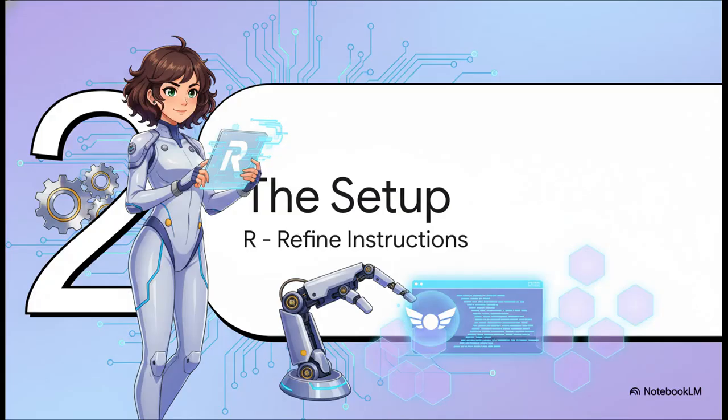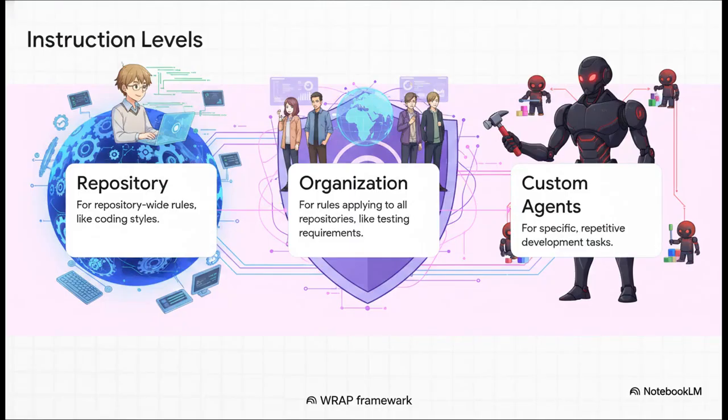All right, let's keep building on this and move to the next letter, R. R is for refine. This is all about giving Copilot custom instructions that act like guardrails, you know? It's how you'll dramatically improve the quality and consistency of the code it writes for you. And you can refine these instructions at 3 different levels, which is pretty cool.